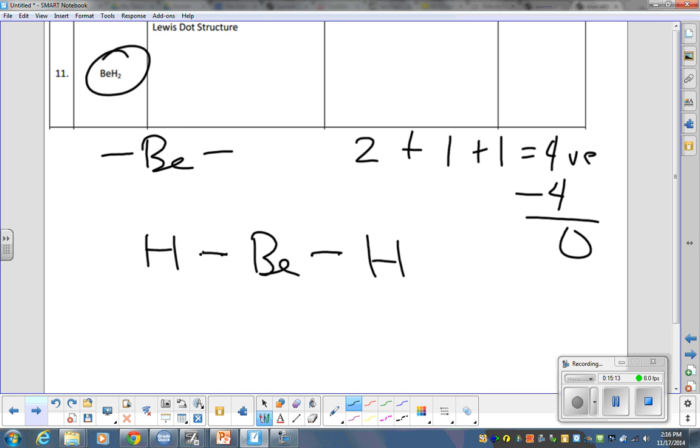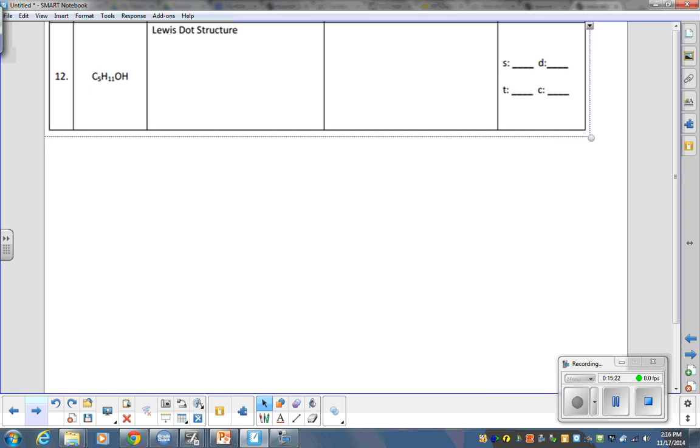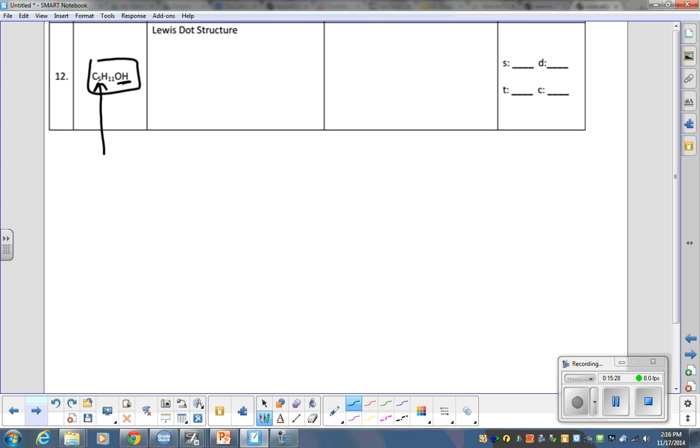Next one. C5H11OH. When you look at this molecule, this is a chain molecule. It's basically an alcohol, so it has OH. What I want to get your attention is the 5 carbons. So I'm going to make a chain first. I'm going to go 1 carbon, 2, 3 carbons, 4, and 5. So the first thing is I make a 5 carbon chain, and then I'm going to add the O and the H to the outside.